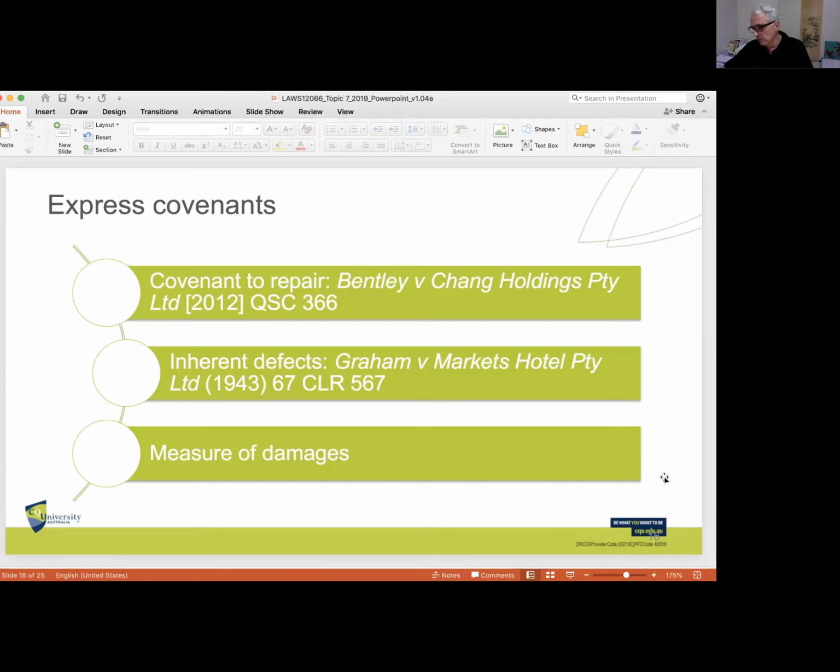We also, something that can be dealt with by way of express covenant is the measure of damages. Now, we'll come to this again really when we look at remedies, but that's something that can actually be specified by the parties in the lease itself, and often is. So just be mindful of that.